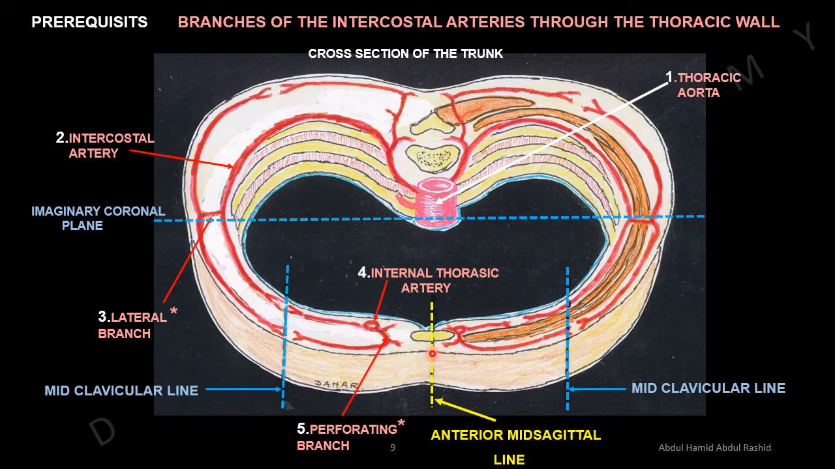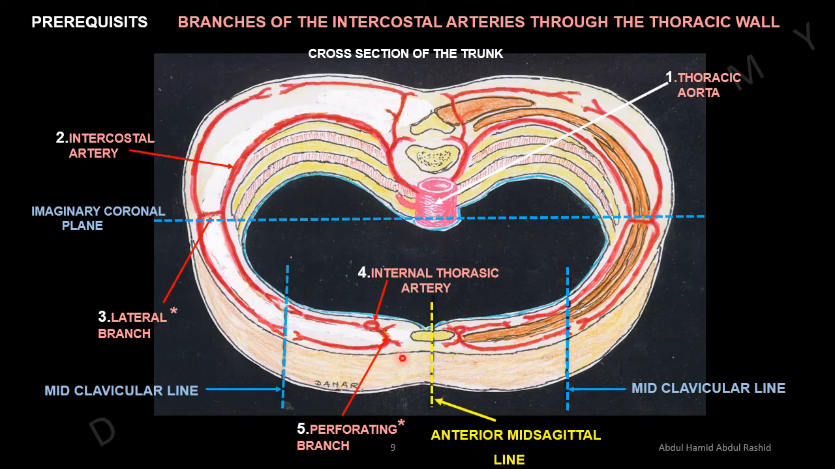If you see in the front part, this is the anterior mid-sagittal plane, and this is the sternum. On either side of the sternum, we have another artery coming down called the internal thoracic artery, also known as the internal mammary artery, which comes down on the lateral side of the sternum, and it gives branches. One goes laterally, a small one, and one goes in front. This is called the perforating artery or perforating branch. This is the mid-clavicular line.